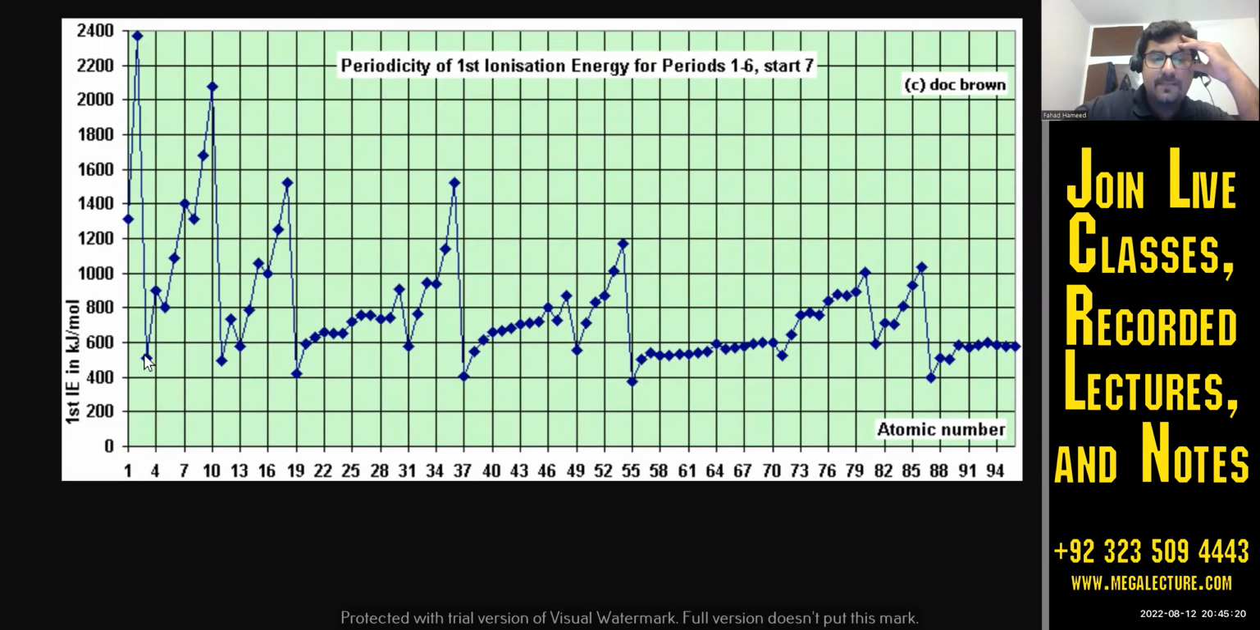This is the second period. This is lithium, beryllium, boron pe dip hai, then carbon, nitrogen, oxygen, there's a dip, then fluorine and neon, right? That's across the period. Then you move to the next period.